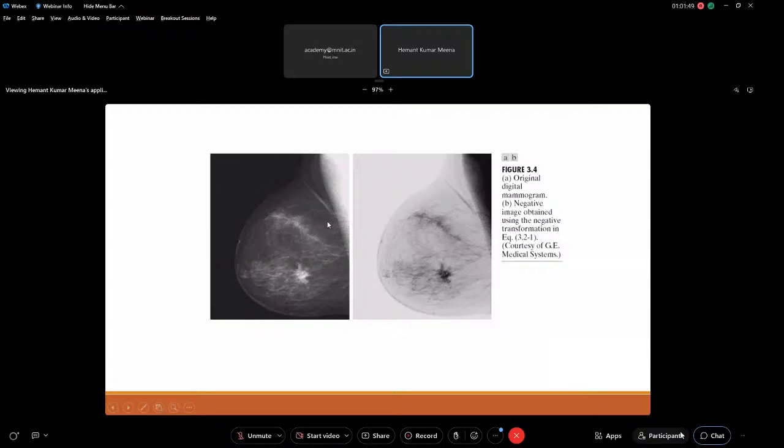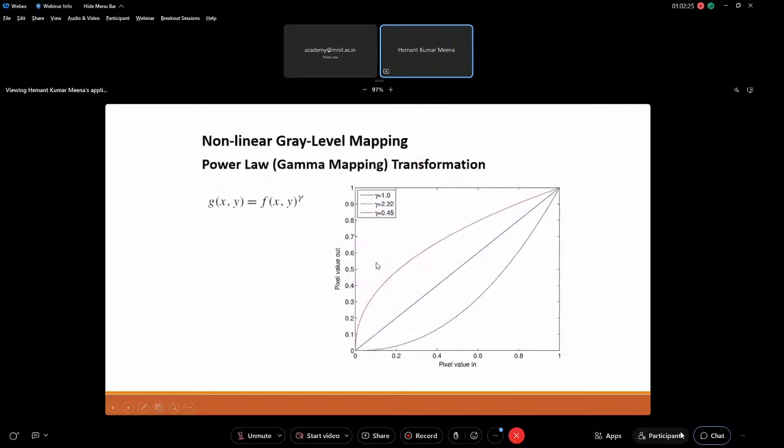This is not limited to only one domain; it applies to medical applications also. What you are seeing is the original digital mammogram on the left-hand side. But when you take the negative, you are able to see the deformity here. This is the magic of these operations, because we want to see the deformity or the tumor, etc., and we are able to get it with this operation.